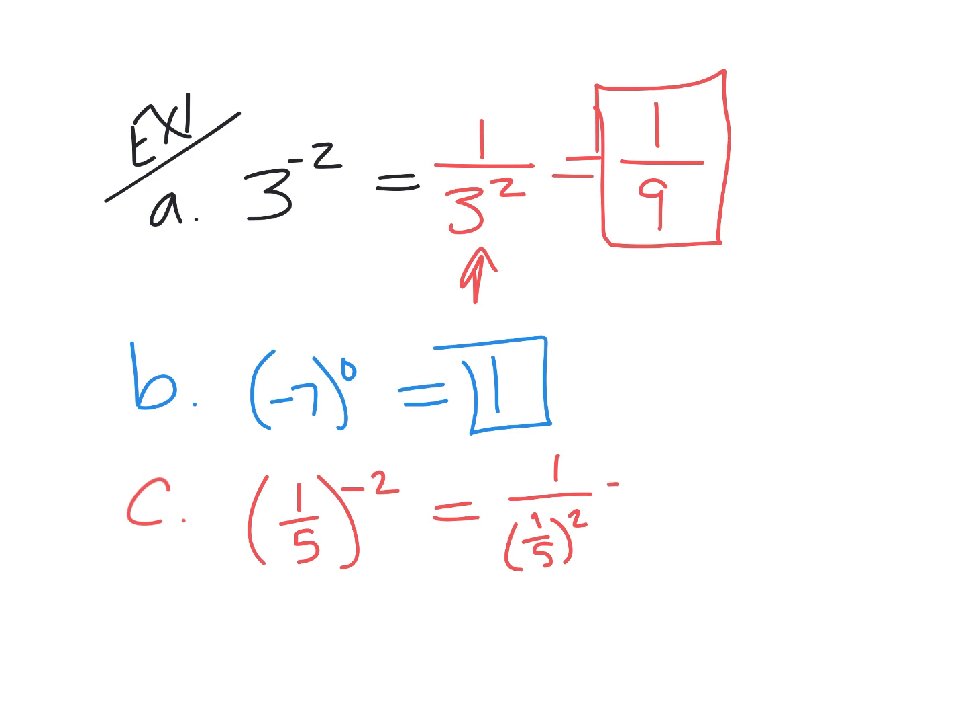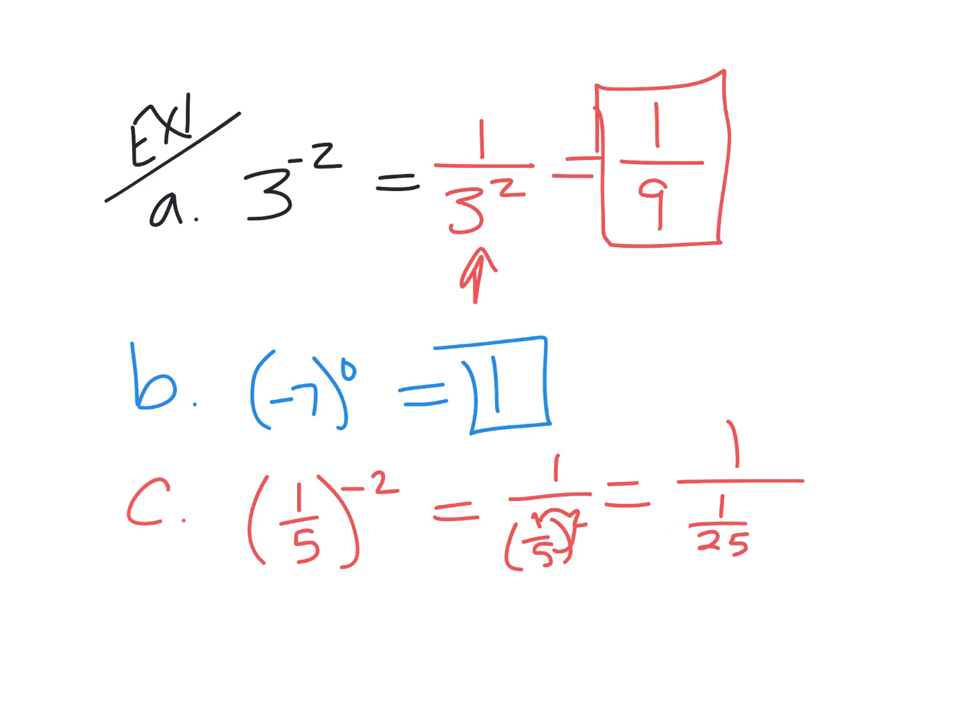Okay, so let's walk through this together. First, I'm going to simplify that bottom number, right? Remember the 2 applies to the 1 and to that 5. So I'll just say 1 over 1 squared is just 1. What's 5 squared? 25? Yes.